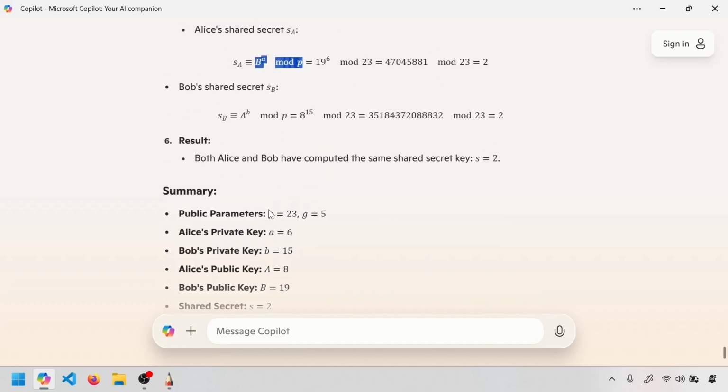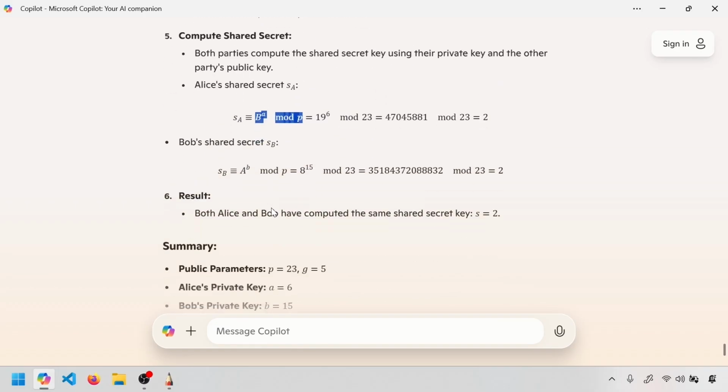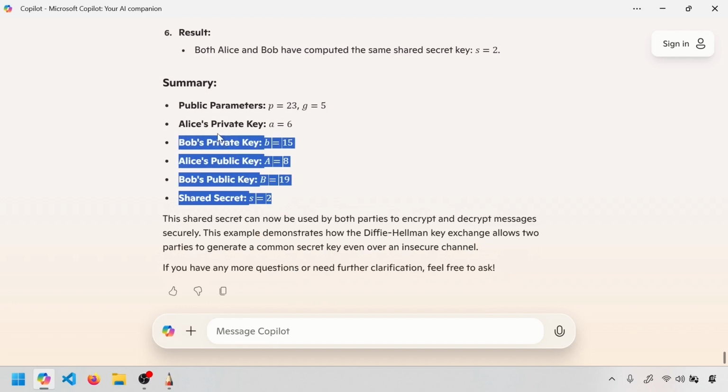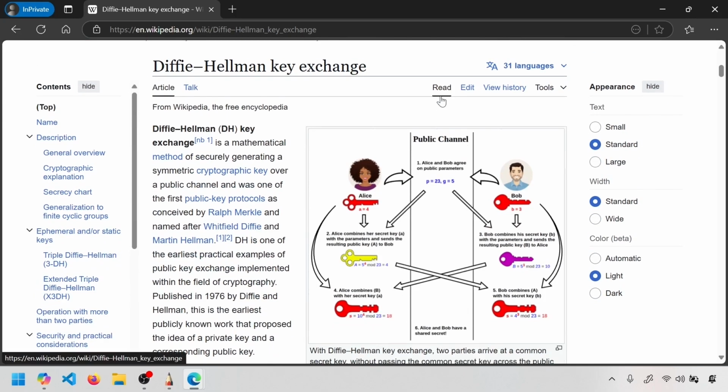So feel free to look at it if you want. I can save this as well, but you can simply search for this or look at the Wikipedia page as well. This is the summary of the calculation. If you want to have a look, pause the video and have a look. This is the Wikipedia page for Diffie-Hellman. You can read more about it. This is kind of what we discussed.